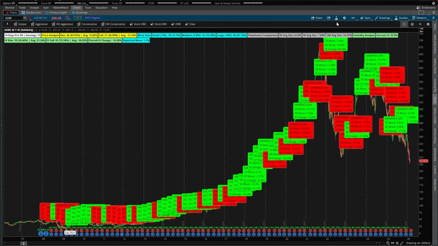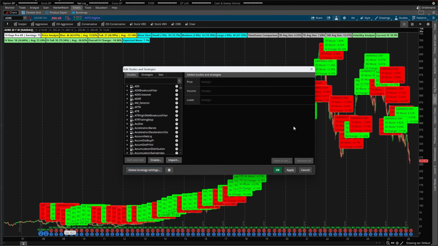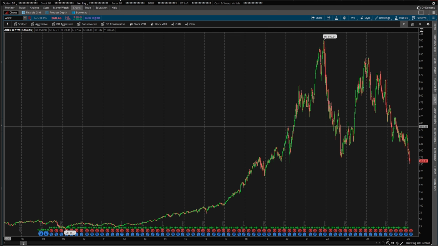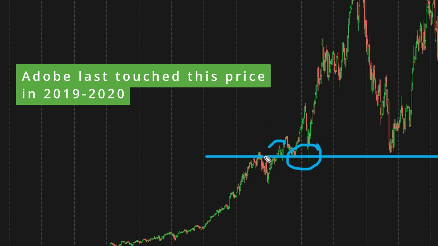If we look at just Adobe without any indicator loaded on, let me remove that, we get a cleaner view of price action and we can see that Adobe is approaching 5-year lows. The last time Adobe was near this price was near 2020, and then previously before that was in 2019.